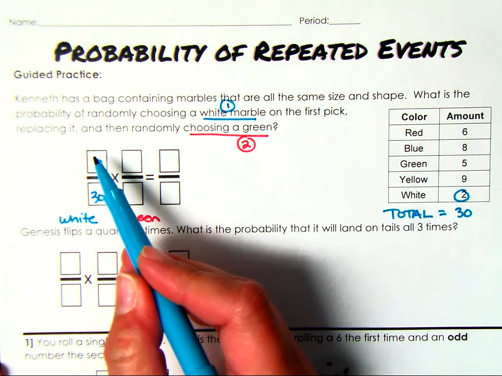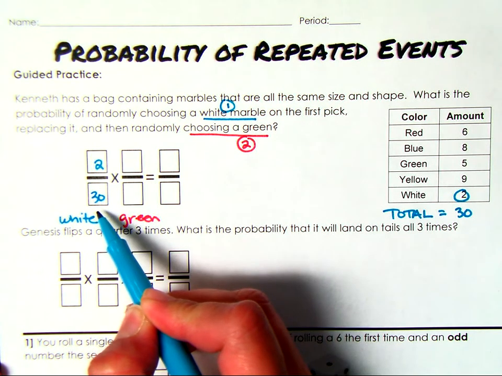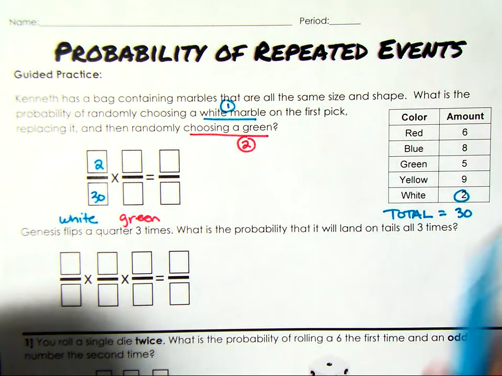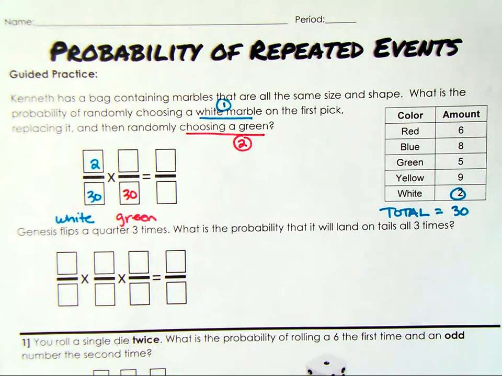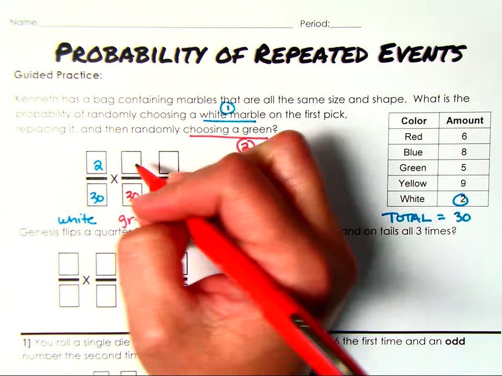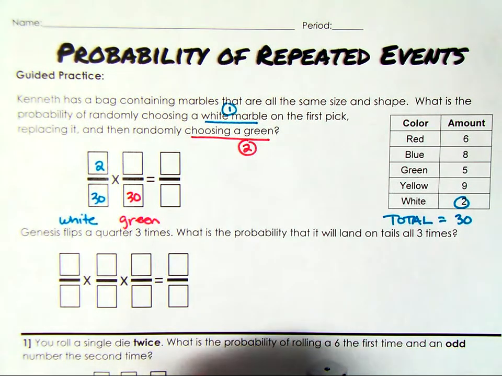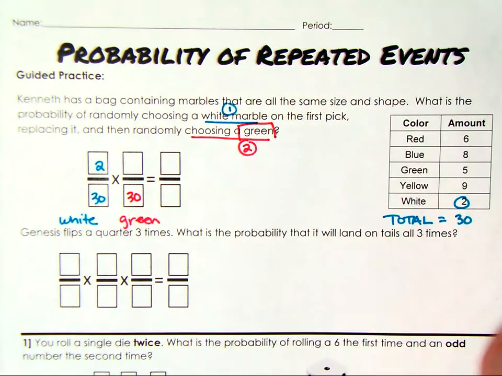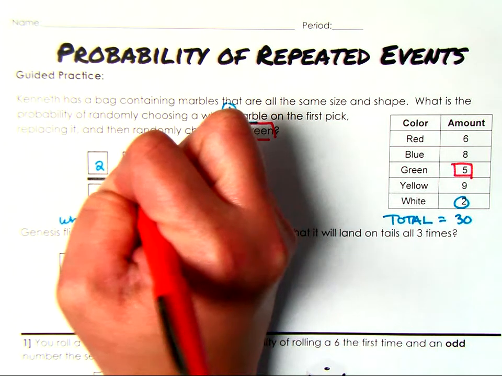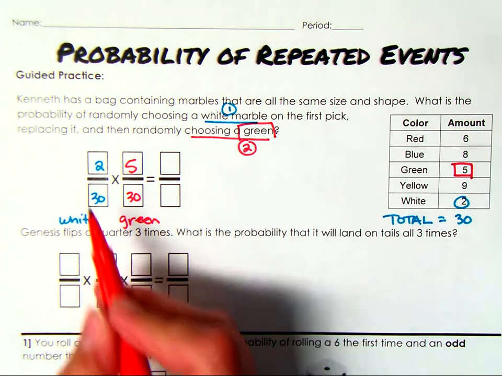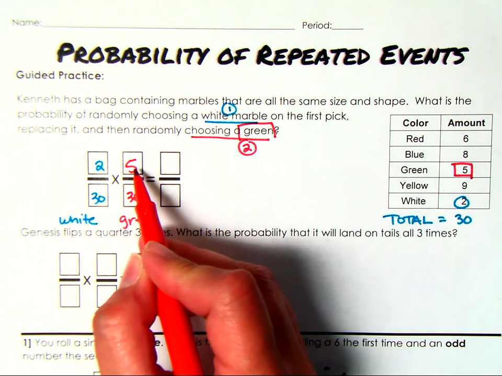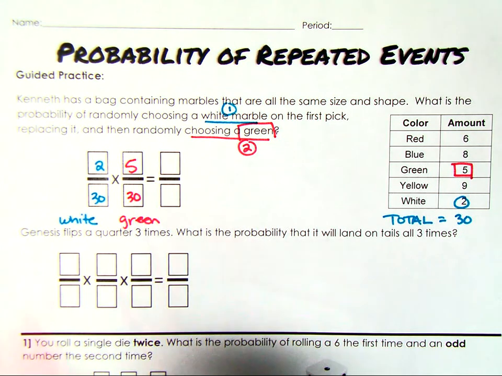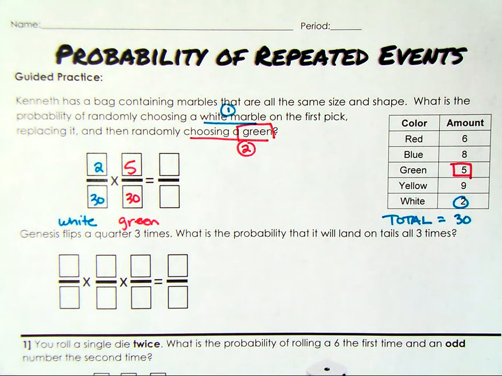So if I have a 2 out of 30 chance of getting a white marble and I put that back, my total is still the same. I still have 30 because I put that first drawing back. But now this numerator is going to represent the green. So how many are green? There are 5. Okay, so 2 out of 30 chance of getting the white, you put that marble back, there's still 5 green, and there's still 30 total marbles because we didn't keep that one. We'll talk about that later on.